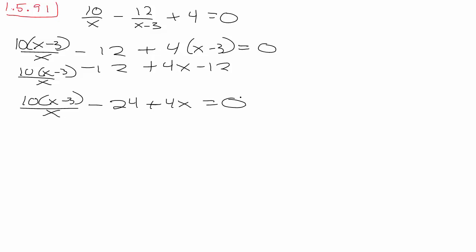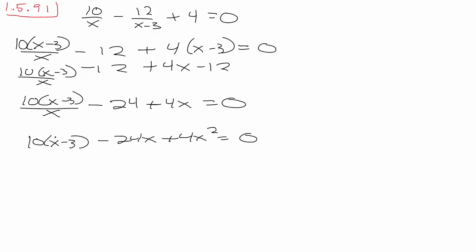All right. So now we've basically done everything we can at this point. We still have to get rid of that fraction. So multiply everything through by x to get rid of this last fraction. And you have 10 times x minus 3 minus 24x plus 4x squared equals 0. And now we've reset the question. And now it's a lot easier because we don't have any fractions.